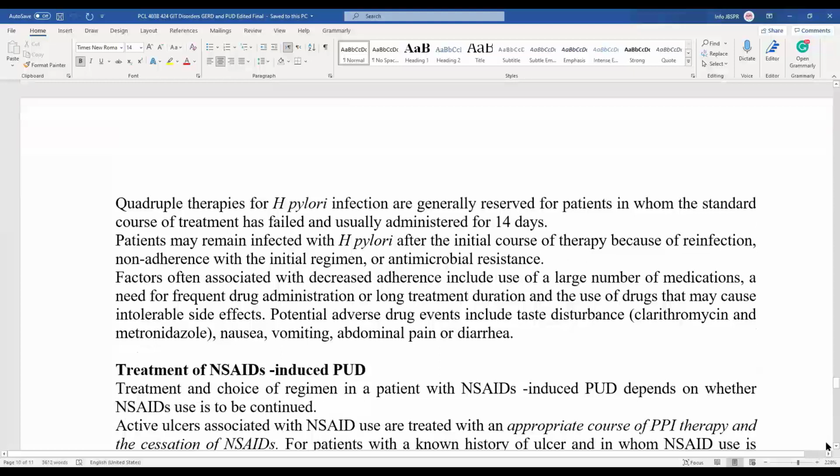Usually, you don't start with the quadruple therapy. It's only if the triple therapy has failed that you go to the quadruple therapy. But it depends. Maybe with advances in science, if it is eventually discovered that the triple therapies are failing generally, they may come to the point whereby the patient will just be placed straight on the quadruple therapy.